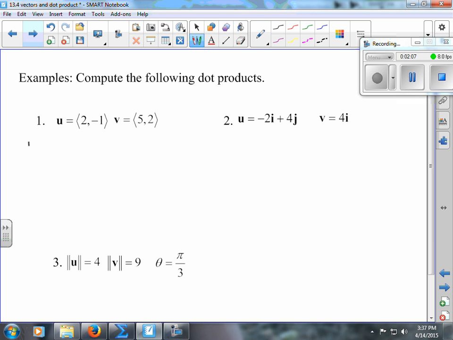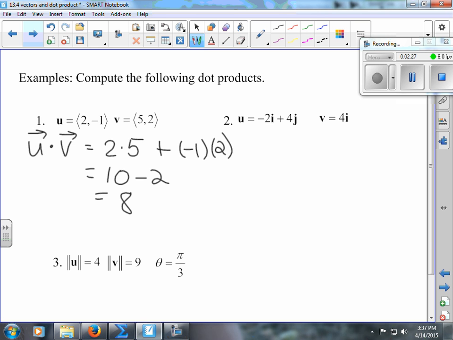In 1 and 2, I have given you components. So for u dot v on number 1, I'm going to take the two x components, 2 and 5, and multiply those together. Then I'm going to take the two y components, negative 1 and 2, and multiply those together. So we get 10 minus 2, or 8. So the dot product is 8.